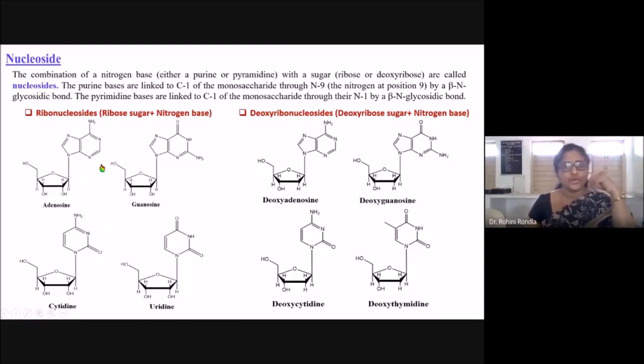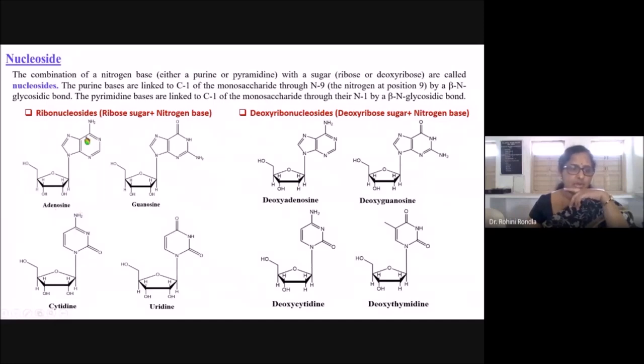We have two nucleic acids, RNA and DNA. So we can classify these nucleosides again into two types: ribonucleosides and deoxyribonucleosides. When studying RNA, we call them ribonucleosides. In DNA, the combination is called deoxyribonucleosides. Okay?